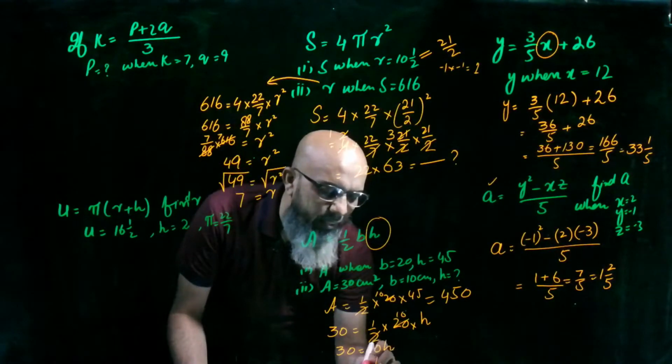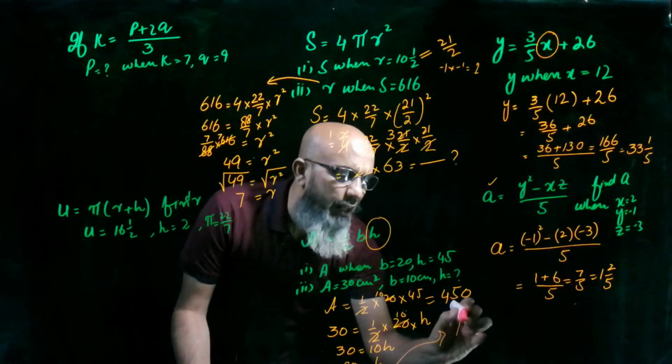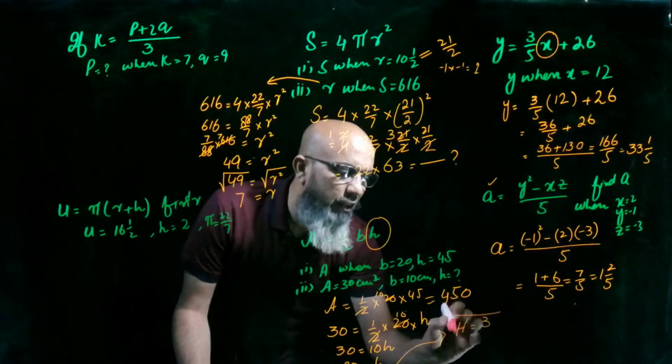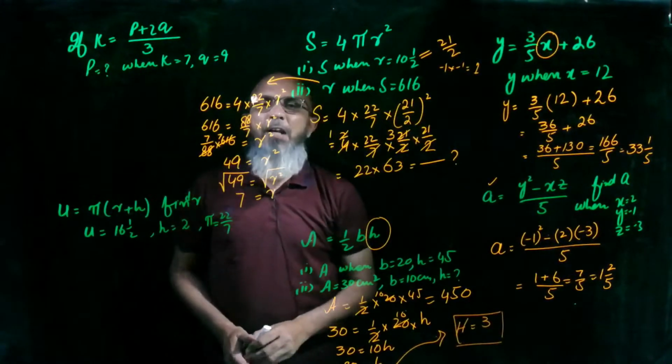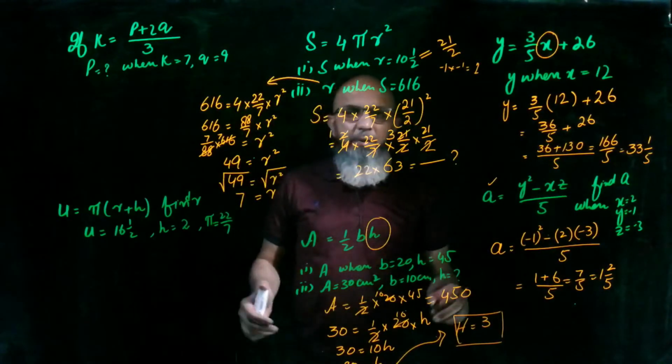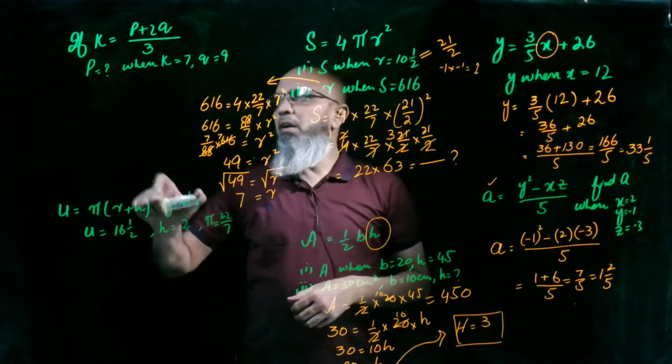So we will get h is equal to 30/10. That comes h is equal to 3. 10 3s are 30. So that is your required answer. Clear? Quite easy. Fine.